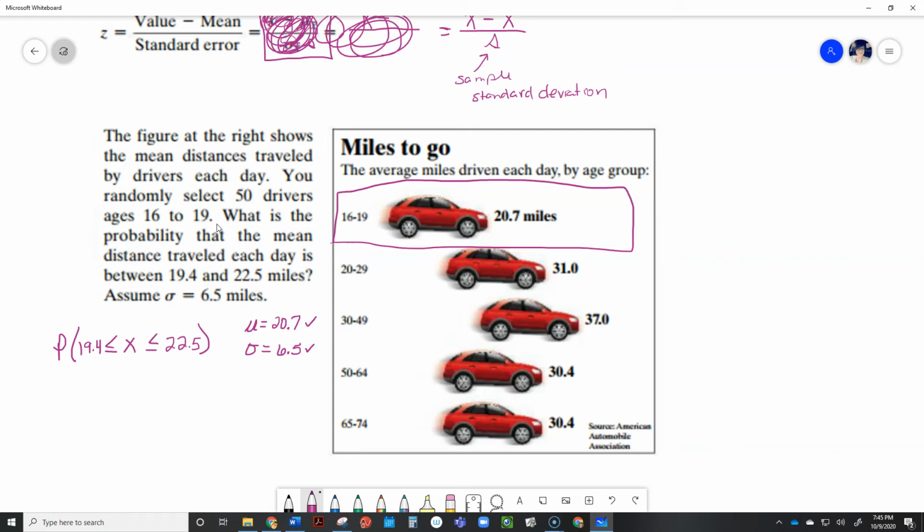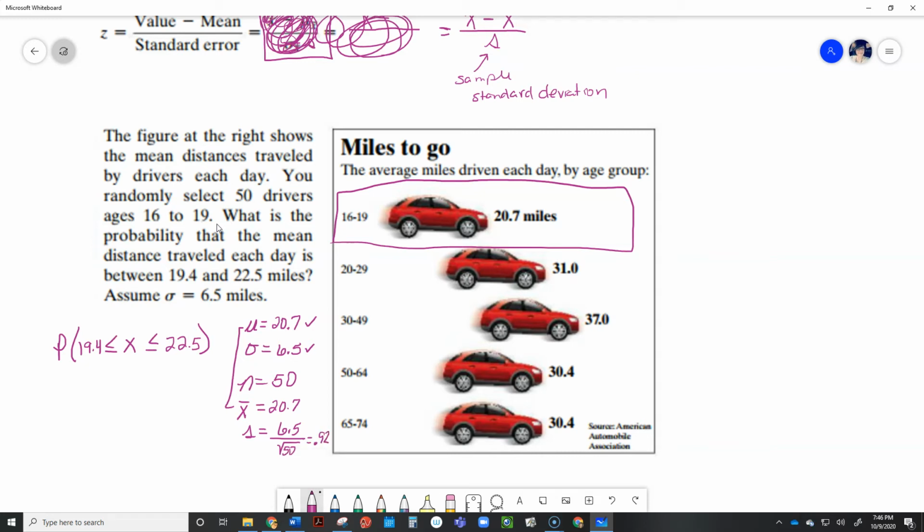You're going to get these values right here for the population, and we want it for a sample because we're dealing with a sample of 50 drivers. So if we're dealing with a sample of 50 drivers, we need to know what X bar is. Now, these two are always the same. And then we need to know what S is. And so S is going to be calculated by 6.5 divided by the square root of 50. So S will have to be calculated, and S comes out to be 0.92.